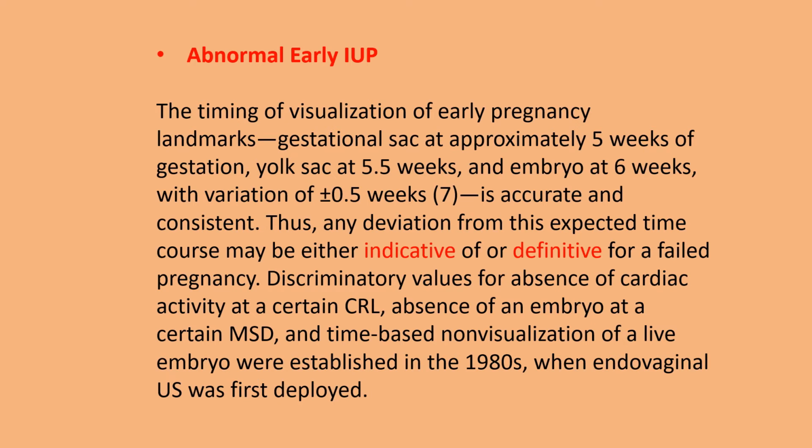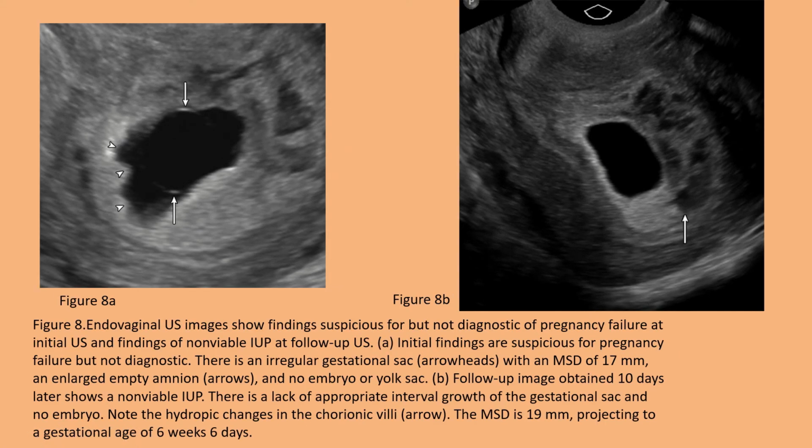Discriminatory values for absence of cardiac activity at certain crown rump length, absence of the embryo at certain mean sac diameter, and time-based non-visualization of a live embryo were established in 1980 when the endovaginal ultrasound was first deployed. Endovaginal ultrasound images show findings suspicious but not diagnostic for pregnancy failure. This is a finding of non-viable intrauterine pregnancy.